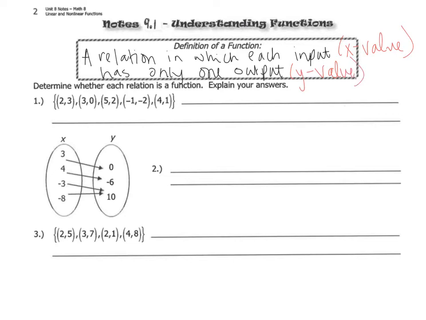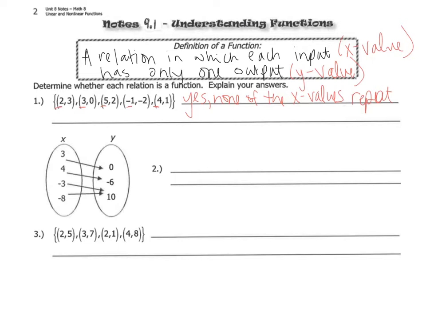So we're going to determine whether each relation is a function. For the first one, we look at: do any of the x values repeat? If none of the x values repeat, then it is a function. So yes, none of the x values repeat.